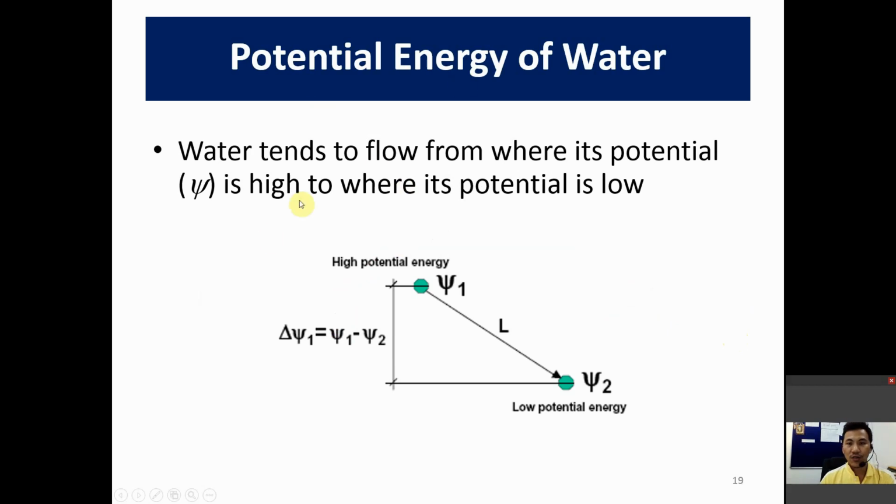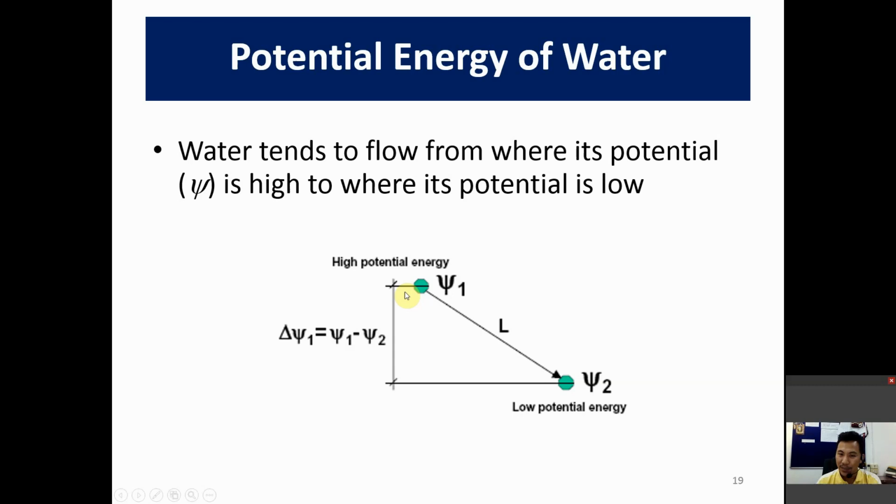So with that, I'd like to show you a concept about potential energy of water. Water tends to flow from where its potential is high to where its potential is low. From this figure, you can see side 1 here and side 2 here. Side 1 has really high potential energy, but side 2 has low potential energy, and that causes the water to move from side 1 to side 2. That's the reason. For most cases, of course, the elevation causes that water potential change, right?